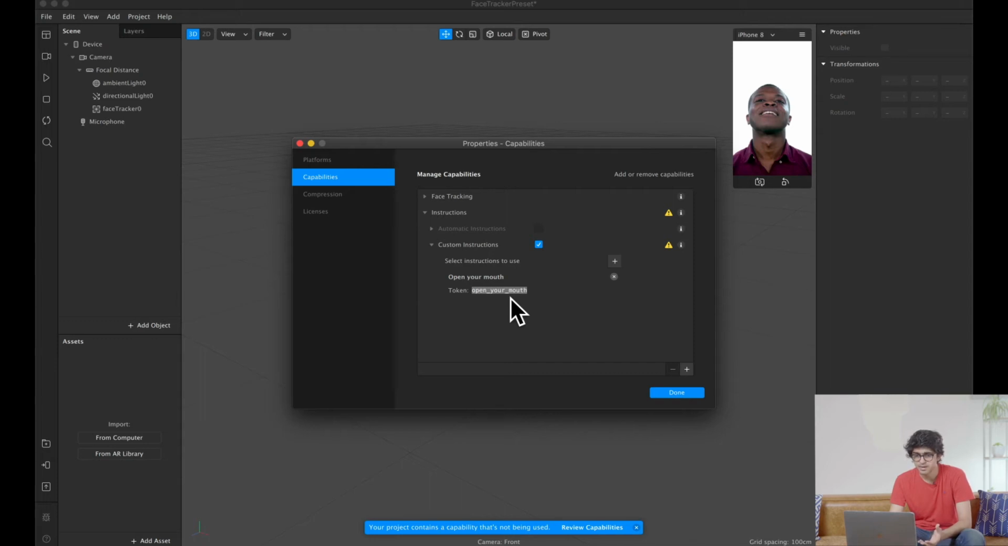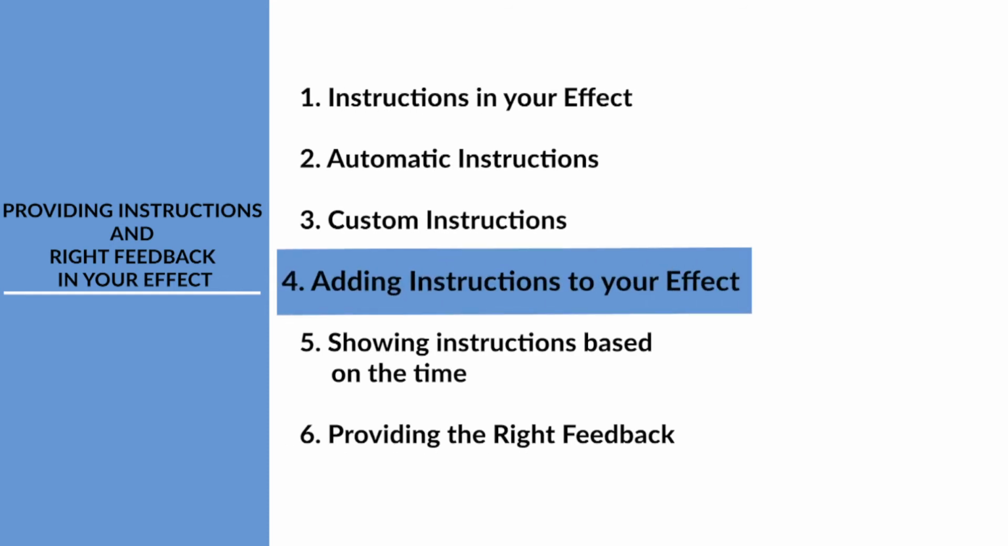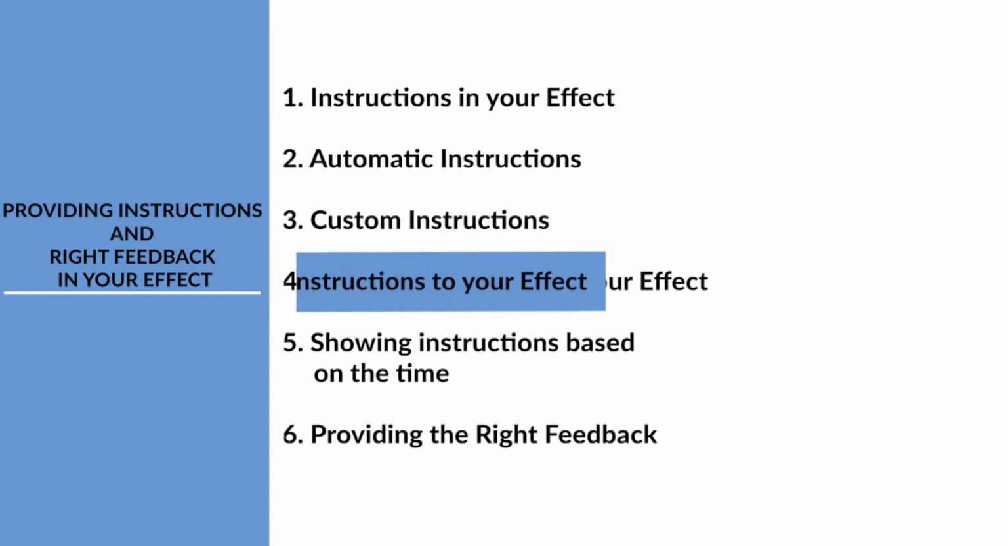In the example below, we've selected the Open Your Mouth instruction from the menu. The instruction token this created is listed as open_your_mouth. Make sure you copy this token. We'll be learning how to add the same custom instruction into your effect. Adding instructions to your effect. How you add the instruction to your effect depends on if you're using the patch editor or scripting.